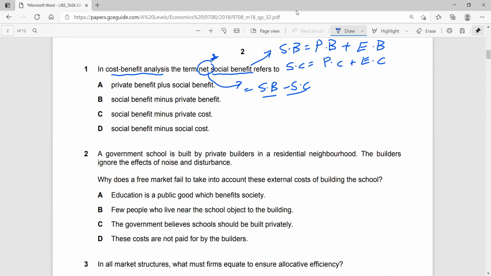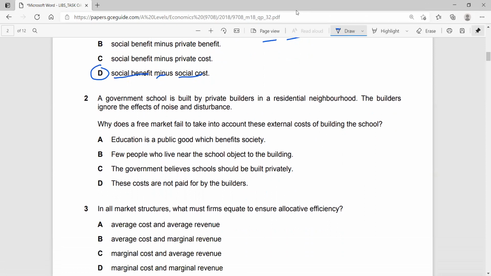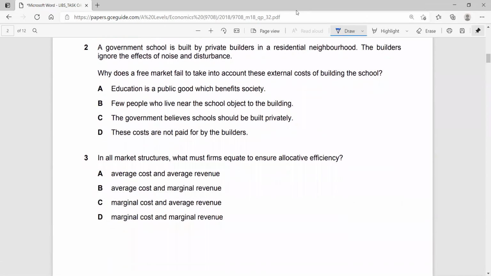Social benefit minus social cost, your answer is D. All the other options would be wrong. Private benefit plus social benefit would just not fall within this particular formula, the explanation of which I just did. Let's move on swiftly to question number 2.